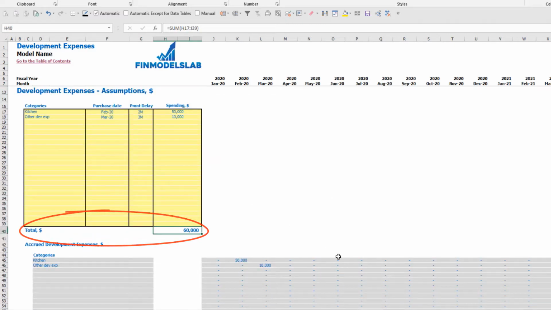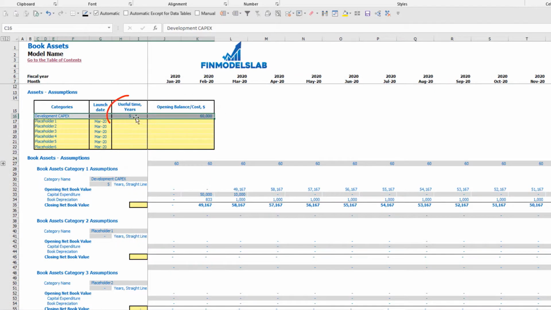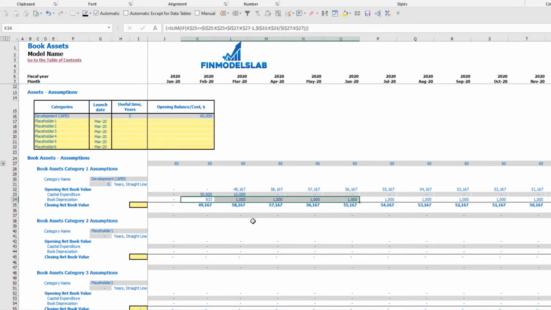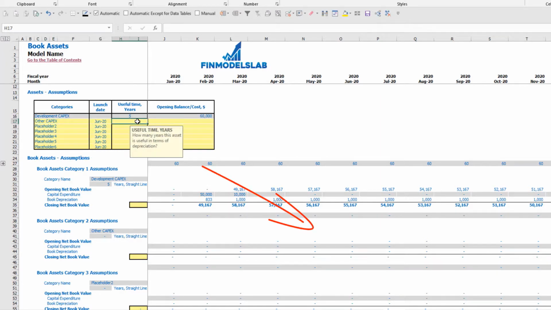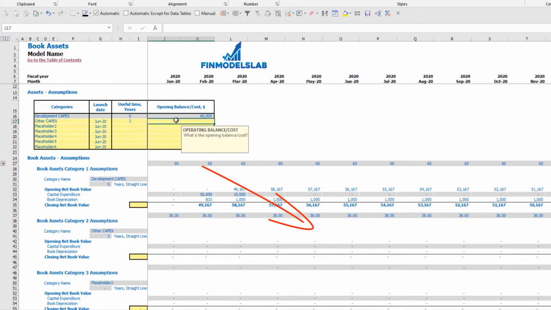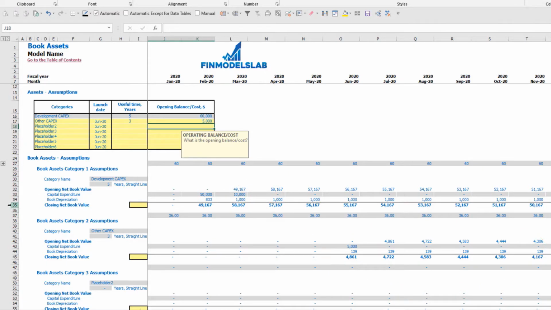The total amount of development expenses is connected to the assets tab. You may see it here. By default, the useful time for development CAPEX is 5 years, so you may see the calculation of depreciation and closing net book value. You are also able to input up to 6 other assets, for example, other CAPEX with launch date, for example, June, with 3 years of useful time, with $5,000 cost. You may see the calculation here. So in this tab you have calculation of capital expenditure, book depreciation, and closing net book value.